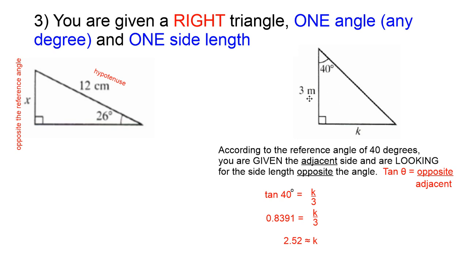So at this point, if you look here, you'll notice that your opposite side is what you're looking for, and you're given the adjacent side. Notice that the hypotenuse is not involved at all, so you would not want to use sine or cosine. Tangent is the only one that does not involve the hypotenuse. So you set up your equation, again using your calculator or your trig table to find out what the tangent ratio of 40 degrees is, and then you solve for k.